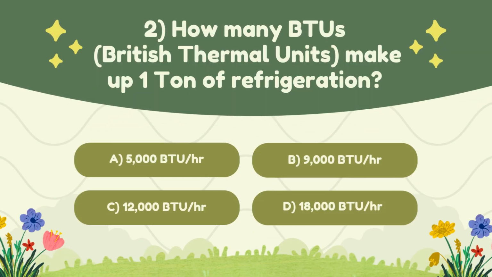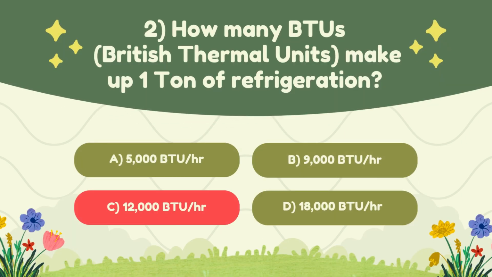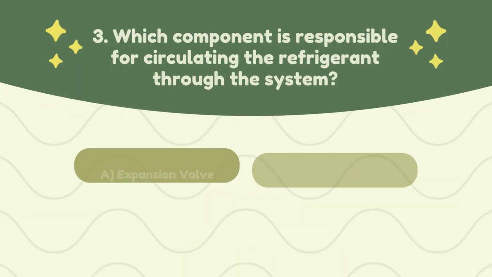2. How many BTUs, British thermal units, make up 1 ton of refrigeration? A. 5,000 BTU per hour. B. 9,000 BTU per hour. C. 12,000 BTU per hour. D. 18,000 BTU per hour. Let's see the answer. C. 12,000 BTU per hour.